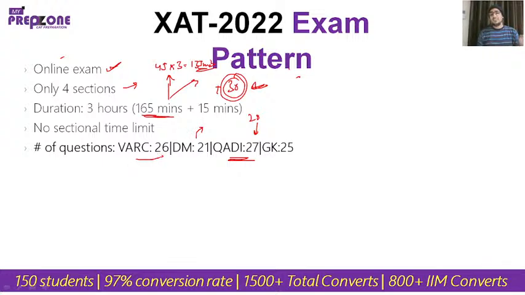VARC, 26 questions, maybe around 45 to 50, 52 minutes should be good enough, and you can give the entire time code to Quant and DI if this is your strength. If this is not your strength, you may want to leverage it somewhere else.